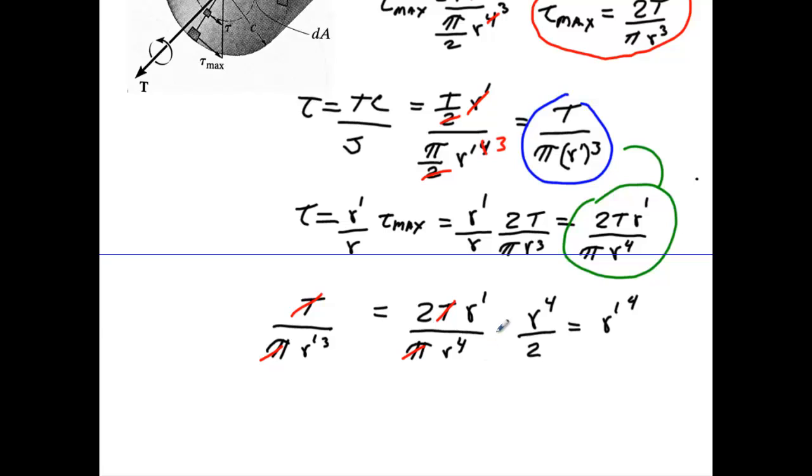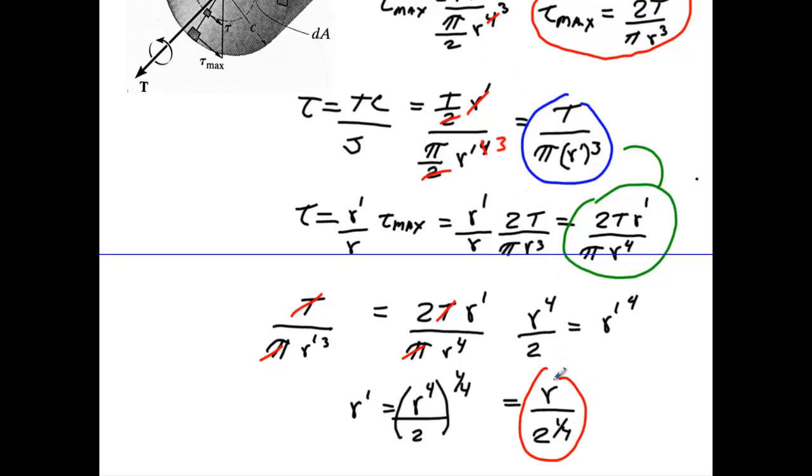And then all we have to do is take this to the 1/4 power. So can we not say that r prime is equal to r to the fourth over 2, all to the 1/4 power? And when I do that, I get r over 2 to the 1/4 power. And that's where that's coming from. So that's r prime. Again, that is part A.